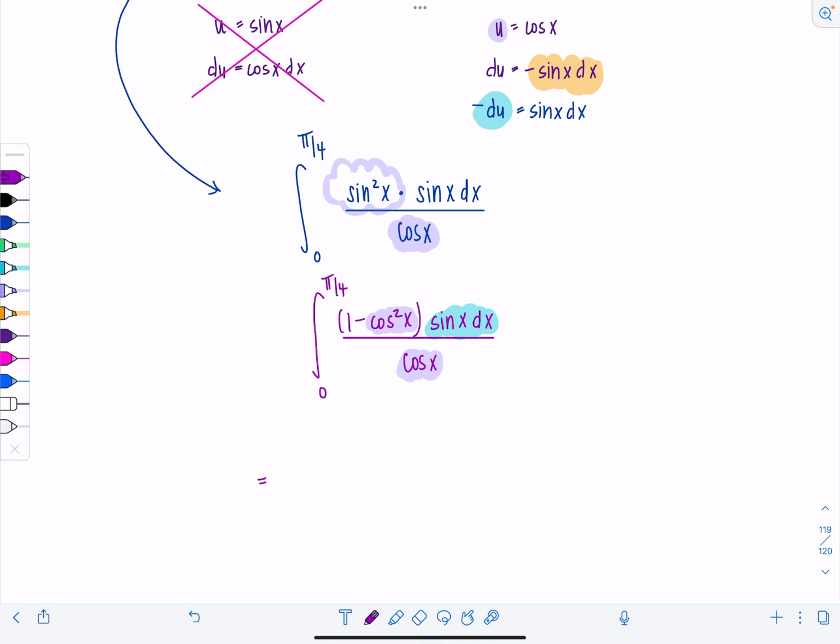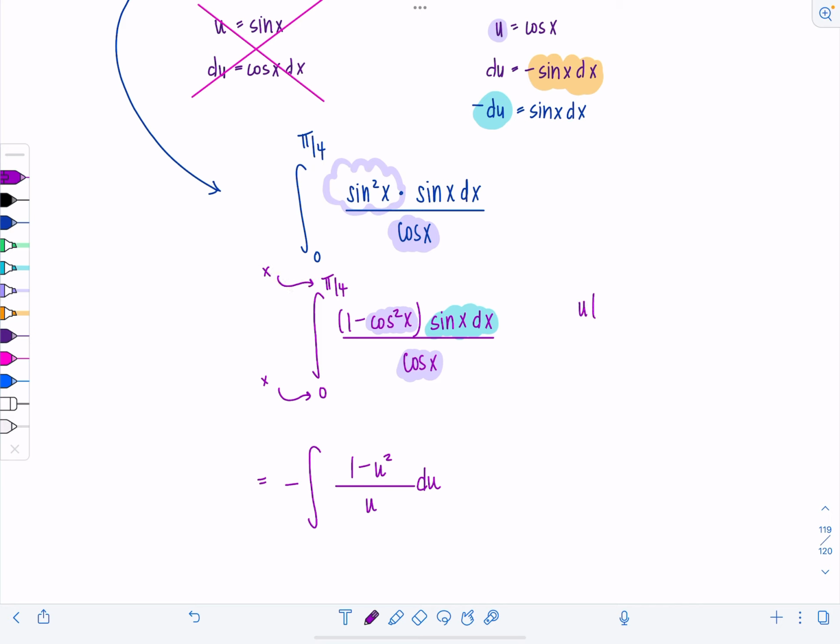Immediately put that negative outside, and then we have du, and then in the numerator, this is 1 minus u squared over u. And then, quick as a bunny, change those limits of integration. So these limits are currently for x, right? X, we need to change them to u.